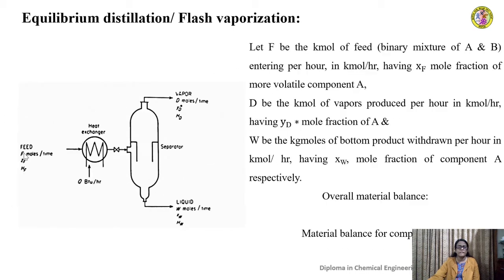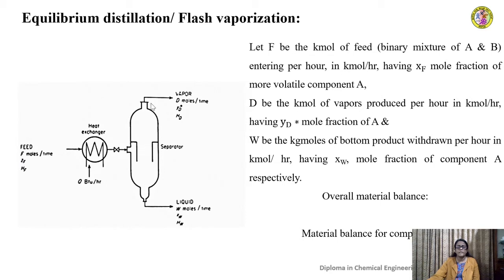So now let F moles per hour of feed enter the distillation operation. Let F be the kilomoles of feed consisting of A and B components, where A is the more volatile and B is the less volatile component. These notations and assumptions you already know. Throughout our discussions, we are considering the binary mixture of A and B. So let XF be the mole fraction of more volatile component in feed.